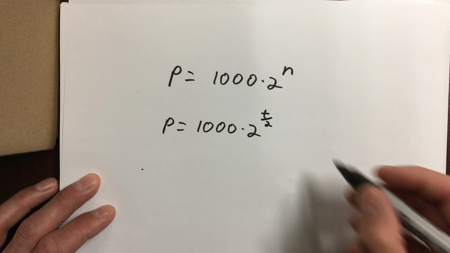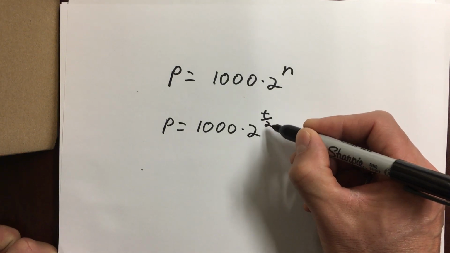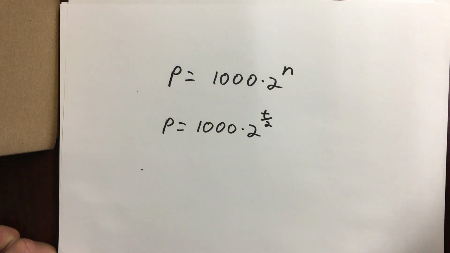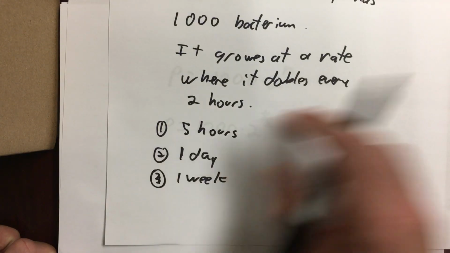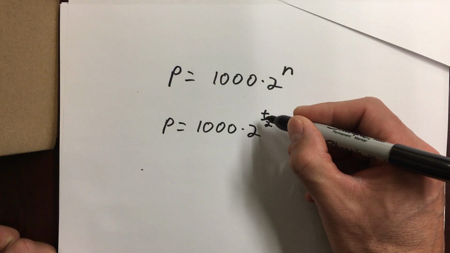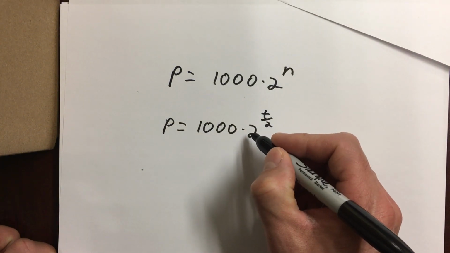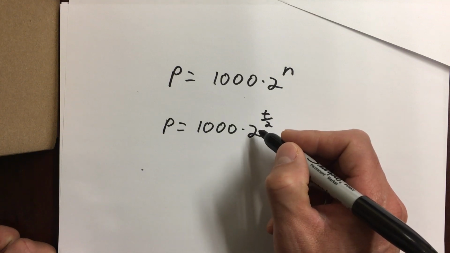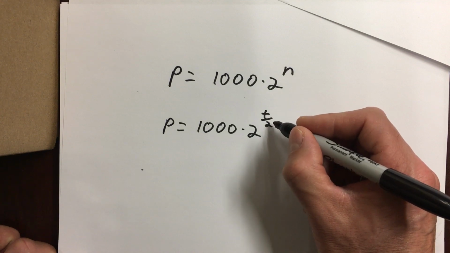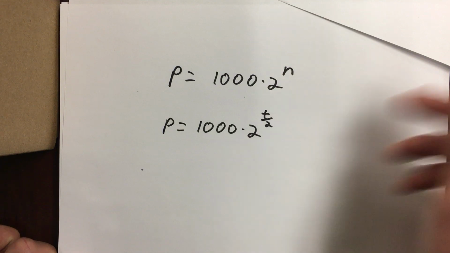Now, what does that mean? Let's consider it this way. We're dividing the amount of time in hours by 2. If 2 hours go by, 2 divided by 2 is 1. And that equation will make us multiply the population by 2, because 2 to the exponent 1 is 2. If 4 hours go by, 4 divided by 2 is 2, and we end up multiplying it by 2 twice. Is that understood?